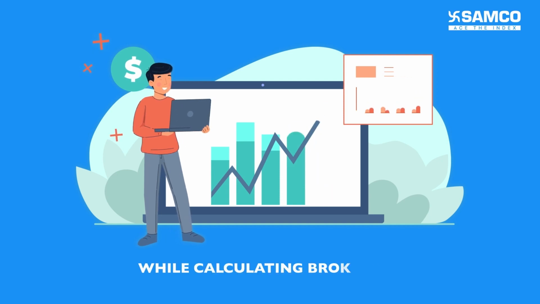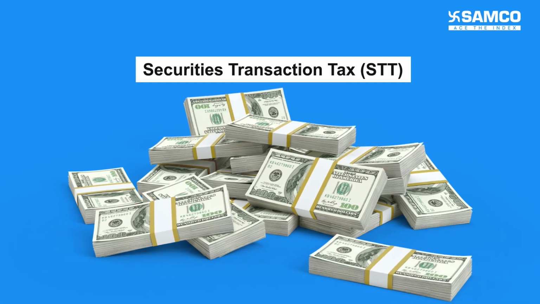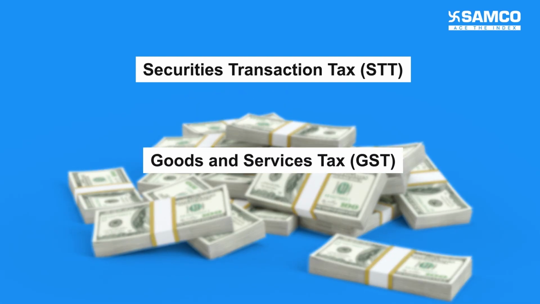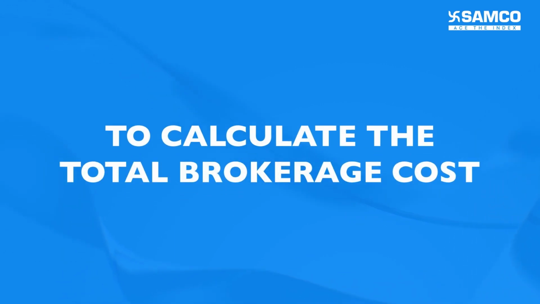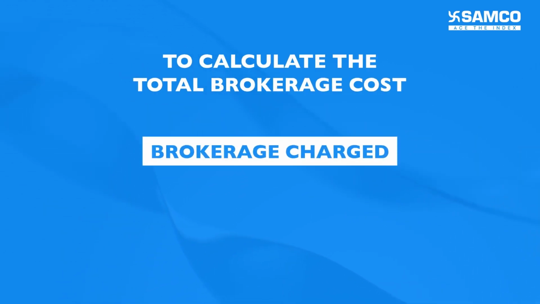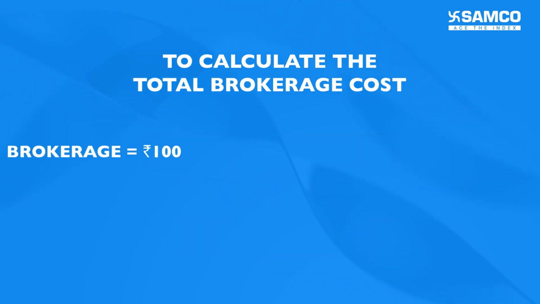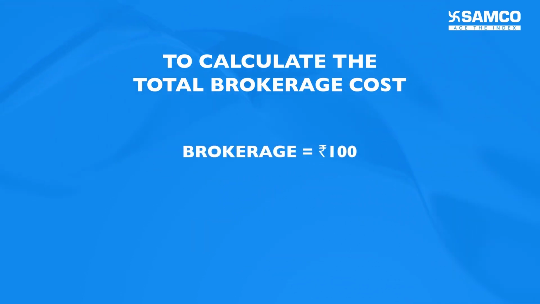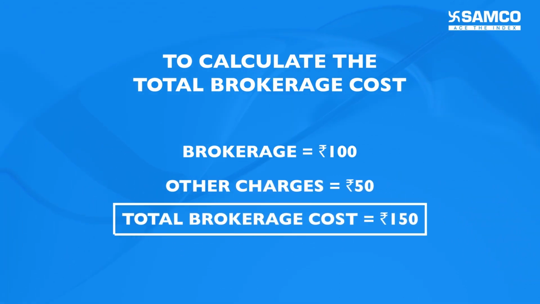The other charges that may be levied by the stock exchange or the government are important to consider while calculating brokerage. These charges include Securities Transaction Tax, STT, Goods and Services Tax, GST, Stamp Duty, and other transaction fees. To calculate the total brokerage cost, you need to add the brokerage charged by your broker and any other charges that are applicable. For example, if your brokerage is 100 rupees and the STT is 50 rupees, the total brokerage cost will be 150 rupees.